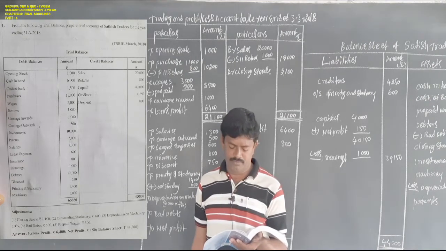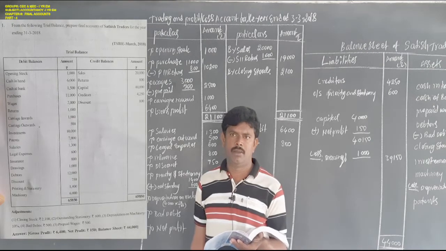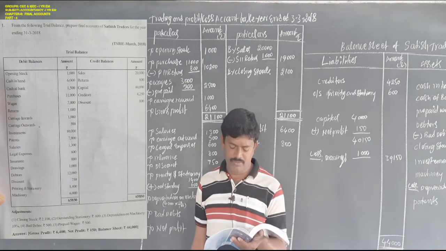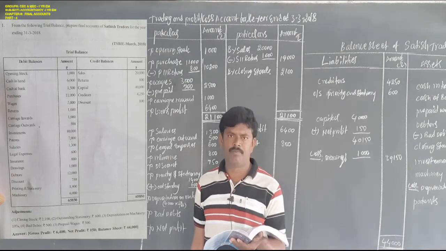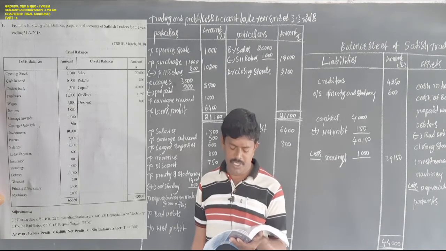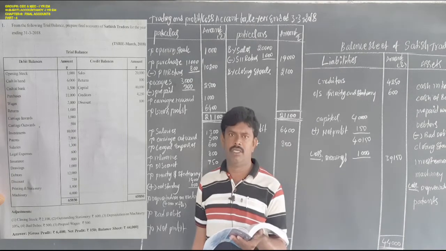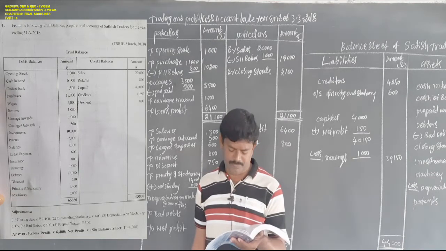Carriage inward, it is trading account debit side. Carriage outward means carriage on sales, it is P&L account debit side. Investment asset, patent assets, salary expenses, it is indirect expenses, so it is debit in P&L account. Next, legal expenses, it is also P&L account debit side. Insurance, P&L account debit side. Drawings, it must be deducted from the capital in balance sheet liability side.